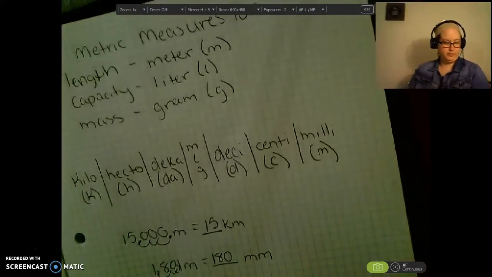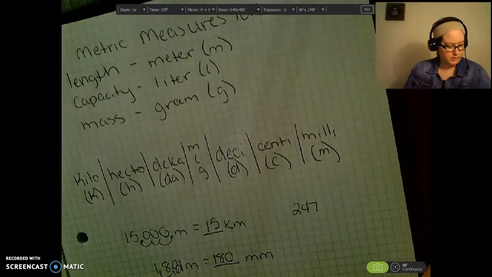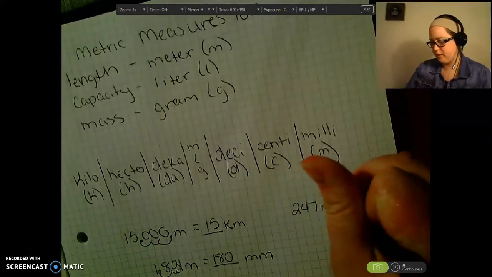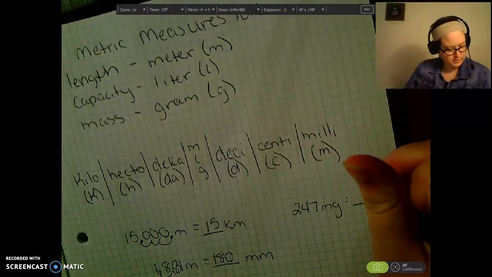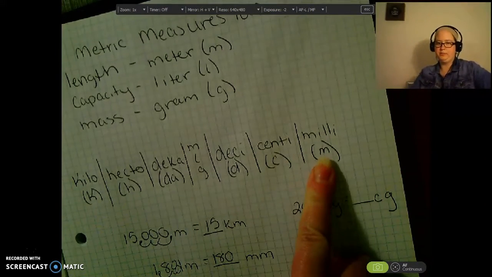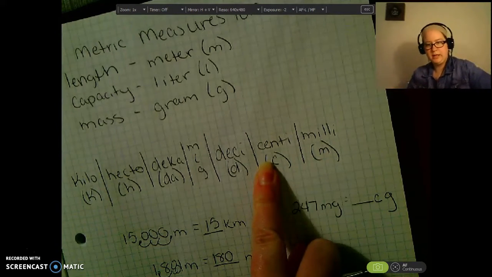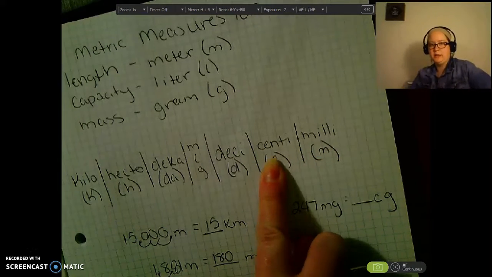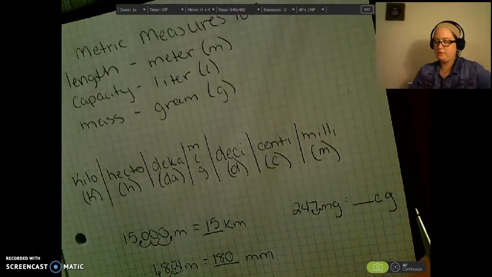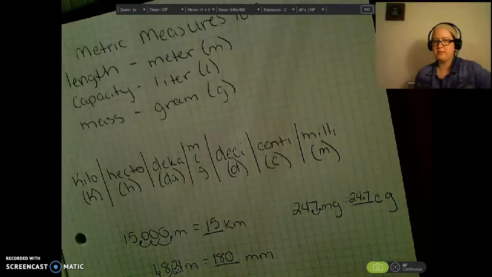Let's try one more here. If we have 247 milligrams, and we want centigrams, we're starting here at milligram because it's the M, going to centigram. That means we're moving one spot, and we're moving one spot to the left. So my decimal point is here, one spot to the left. So it's 24 7/10 centigrams.